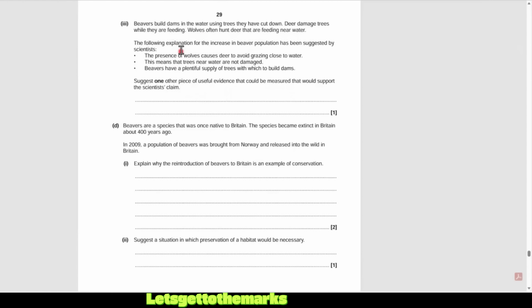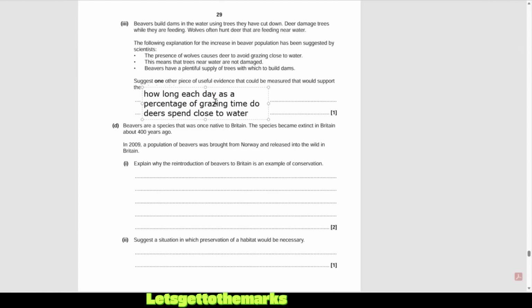So we need to gather evidence. The presence of wolves causes deer to avoid grazing close to water. So I would say I need to know, where do the deer graze? How long each day, as a percentage of grazing time, do deer spend close to water?